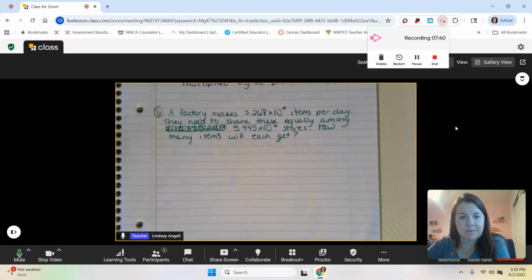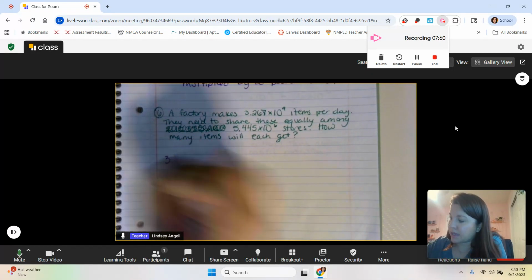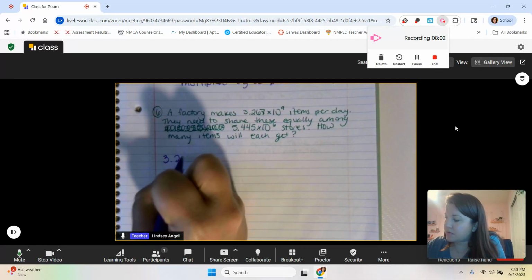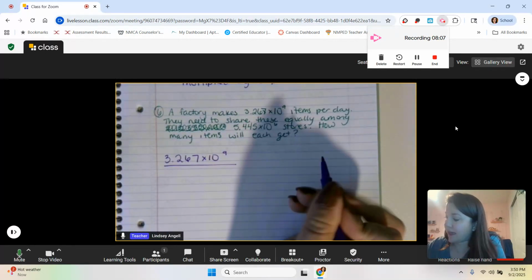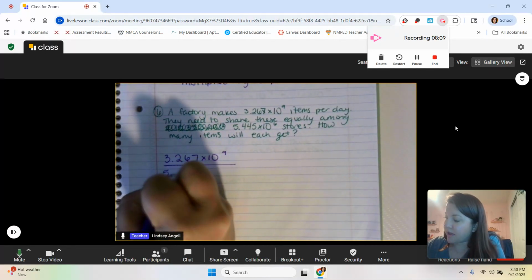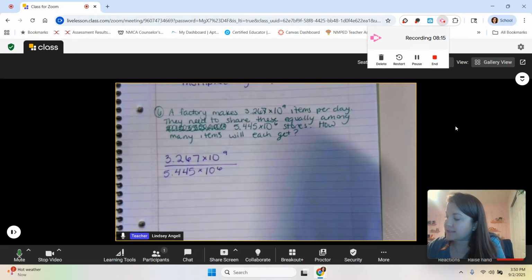Number 6 says a factory makes 3.267 times 10 to the 9th items per day. They need to share these equally among 5.445 times 10 to the 6th stores. How many items will each get? So if they're dividing them equally, that means that we are taking 3.267 times 10 to the 9th, and we are dividing that among 5.445 times 10 to the 6th.